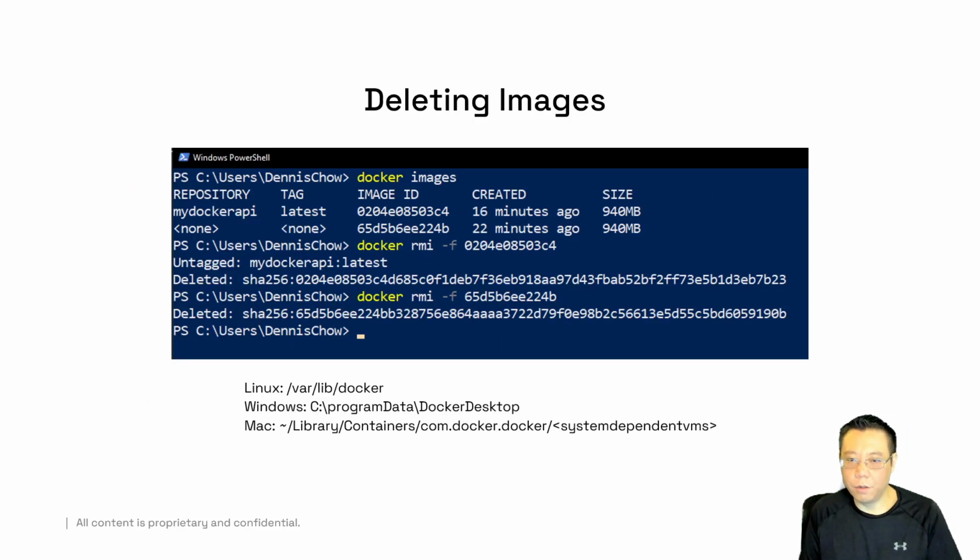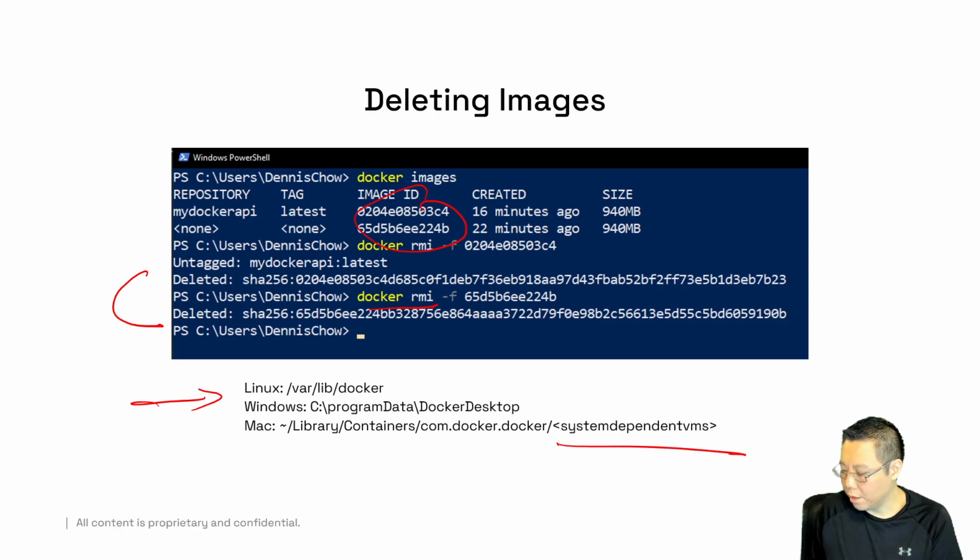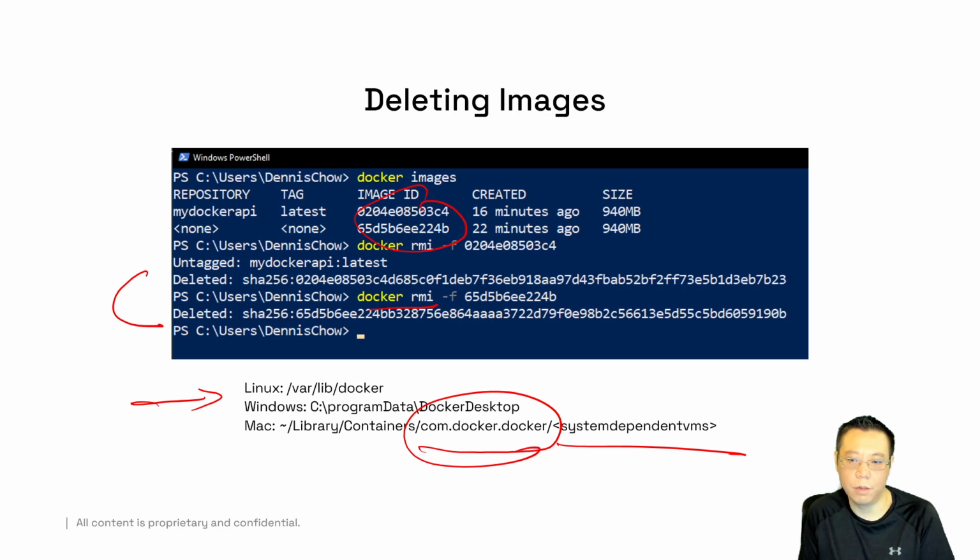Now, you always want to make sure that you're practicing best practices, which means keeping the minimum on your system possible. If you're following along, go ahead and do docker images, and then force remove using rmi -f the actual image ID. Now, where is it stored in case you want to move your image elsewhere manually? Well, in Linux, you have /var/lib/docker, and Windows is in the ProgramData folder under Docker Desktop, and then for Mac, depending on your virtual machine state, you're going to have it under Library, Containers, and com.docker.docker.